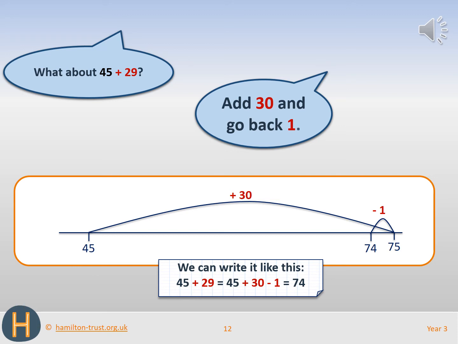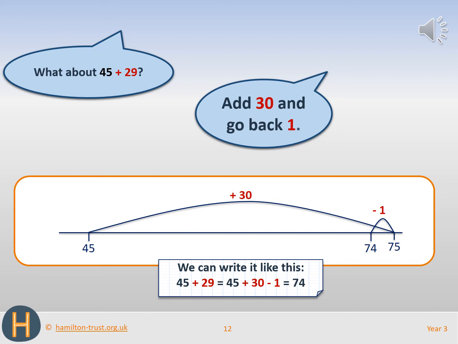29 is 1 less than 30. So in today's calculation, we are going to add 30 and then go back 1 place. So add 30, subtract 1. You can see in the empty number line here, 45 add 30: 45, 55, 65, 75. When I added 3 tens, take away 1, I get 74.